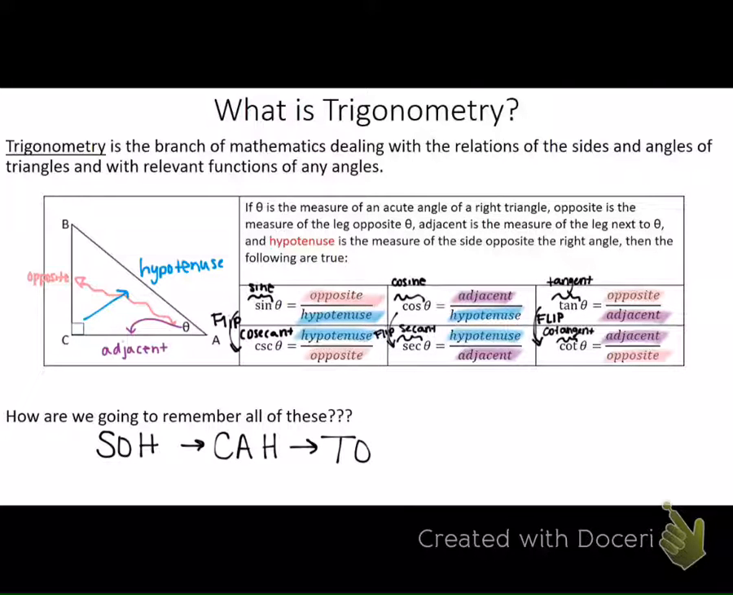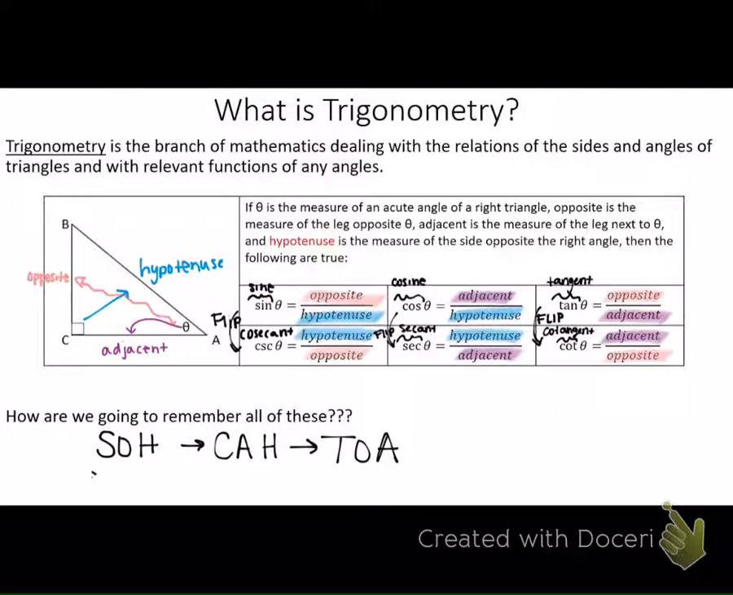SOHCAHTOA. This is how you're going to remember these situations here. Okay, so they're each just backwards of each other. So the flip of the sine is the cosecant, the flip of the cosine is the secant, and then the flip of the tangent is the cotangent. So here's what this means.